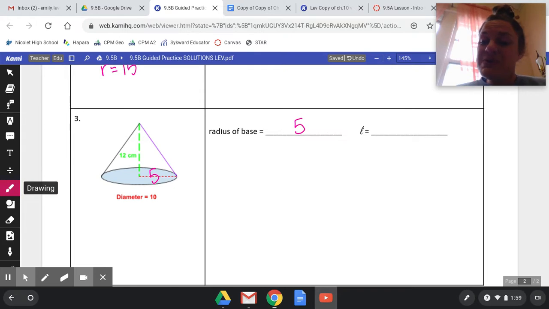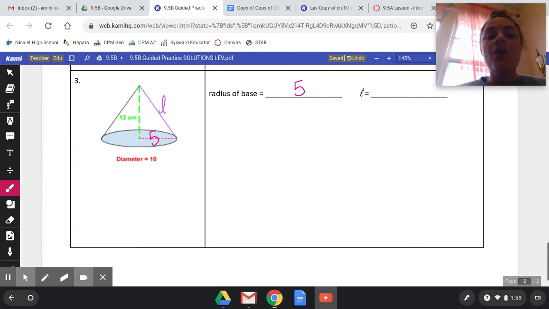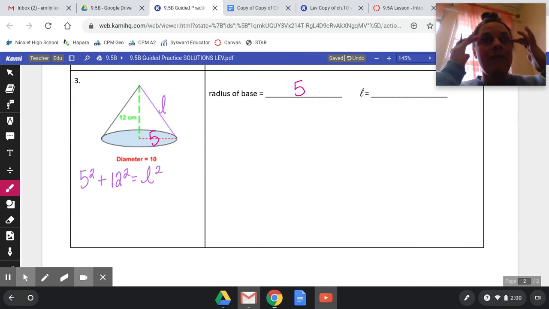I also don't have my slant height. That is this distance over here. So once again, I can use Pythagorean theorem. I do know that this is a Pythagorean triple, but I'm still going to write out Pythagorean theorem for this. So 5 squared plus 12 squared is equal to L squared. Enter that into your calculator. Remember the Pythagorean triple.